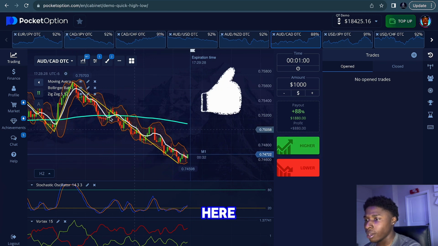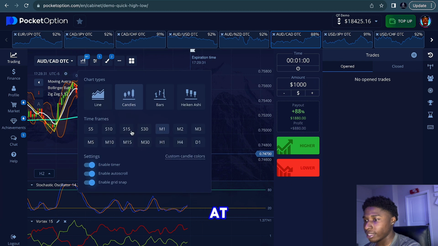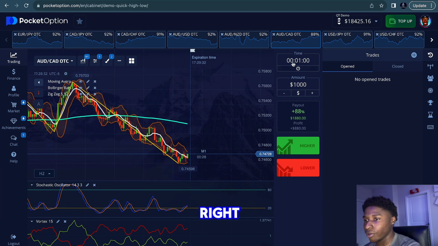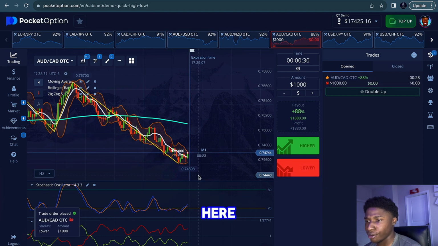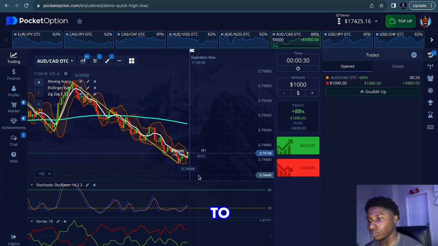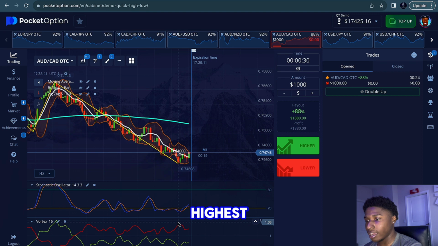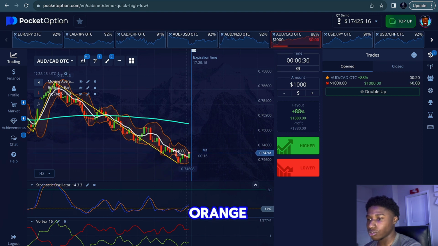So right here, let's just say right now we're at kind of the highest point. Let's just go right here, put a 30-second trade on the down position, and let's see if this is going to win, because we're at a highest point. Our stochastic is pointing up, the blue line is above this orange line.